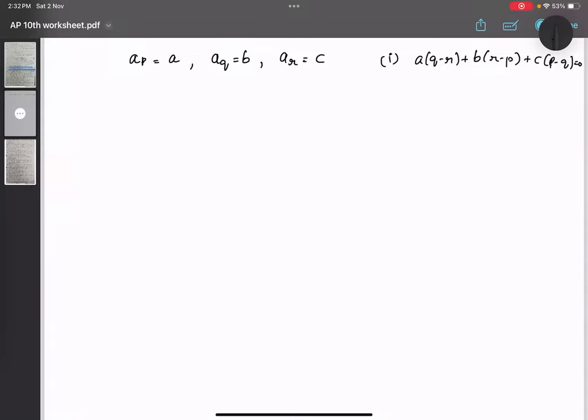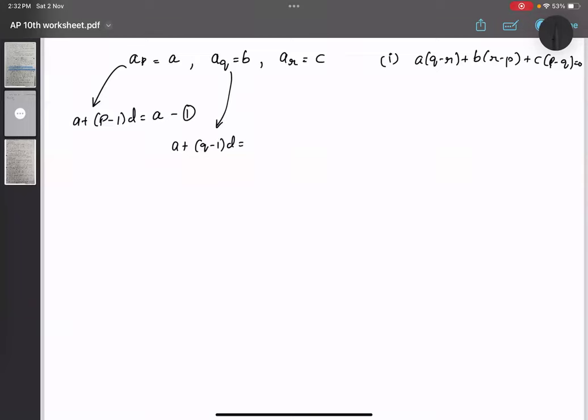So first of all, whatever we can do, we'll do that. I can write this thing as A plus (P minus 1)D equals a. Yes, that's my first information. I can write this thing as A plus (Q minus 1)D equals b.